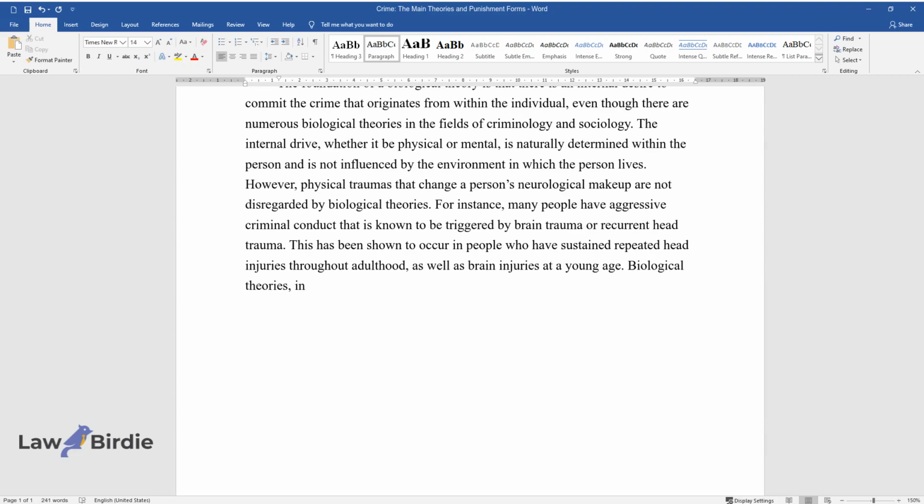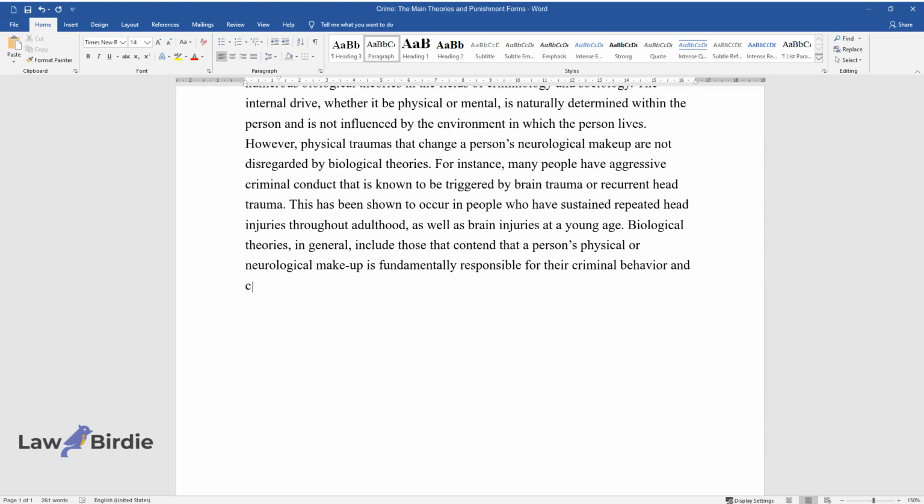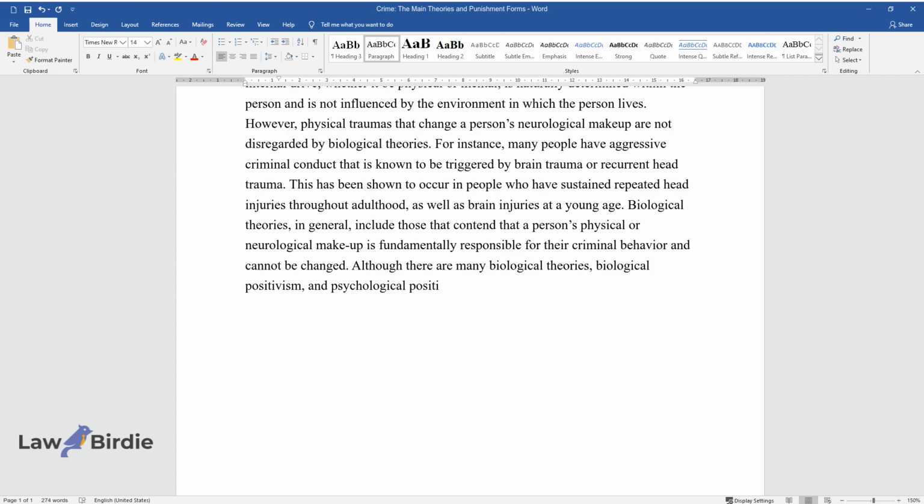Biological theories, in general, include those that contend that a person's physical or neurological makeup is fundamentally responsible for their criminal behavior and cannot be changed. Although there are many biological theories, biological positivism and psychological positivism are two of the most well-known and influential.